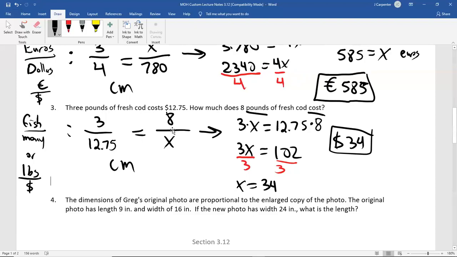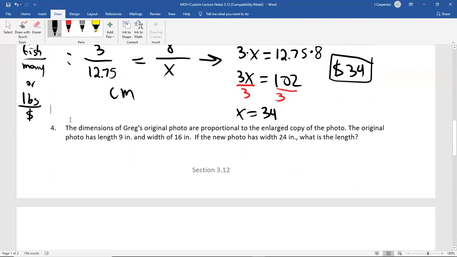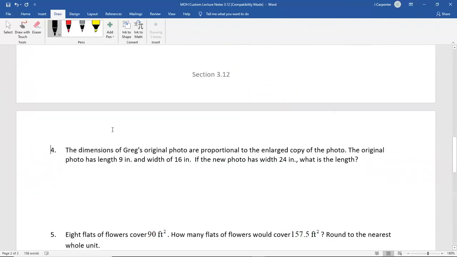All right, let's do another. I think they only have 5 problems in this section, so we're going to knock them all out. Let me give myself a little space. There we go.